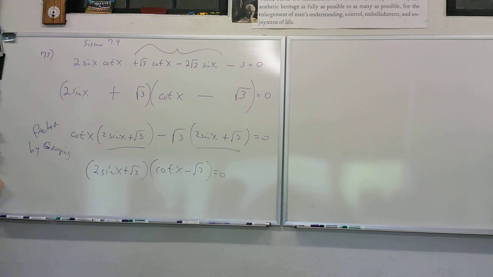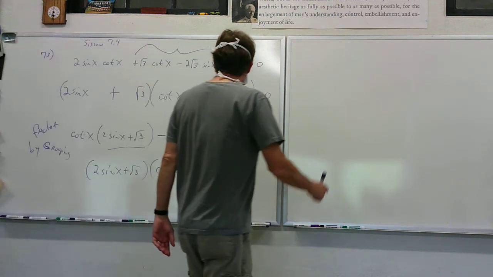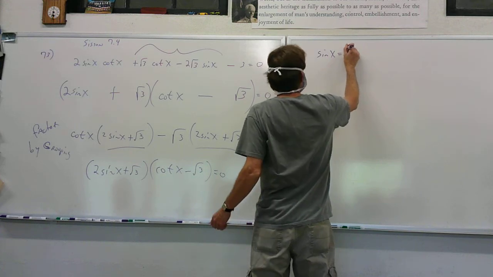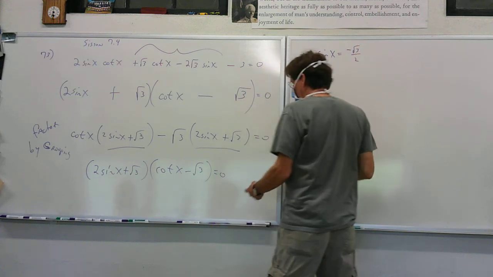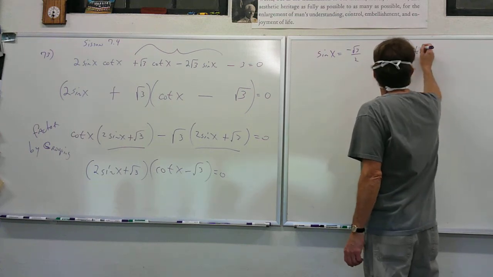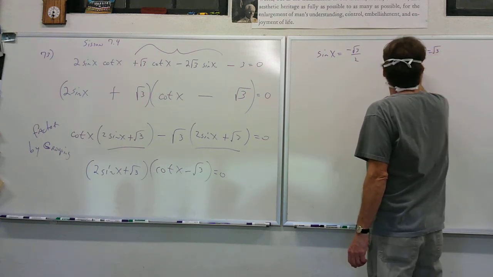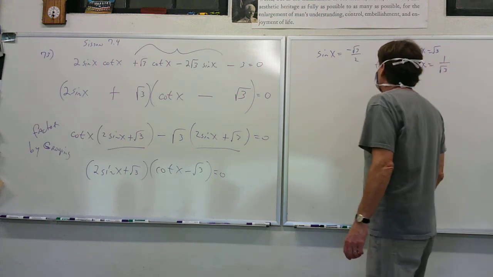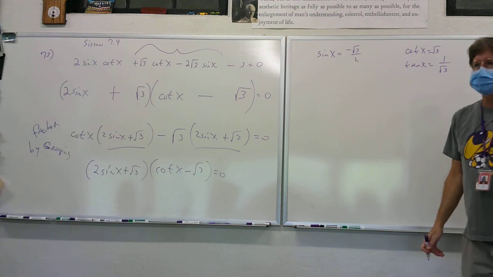Set each one of those equal to 0. Look it up on the unit circle, right? Do I need to do that part? I do. Sine x equals negative square root of 3 over 2. And cotangent x equals square root of 3. But I am not going to look for that. I'm going to do tangent x equals 1 over square root of 3. And then I'll let you look for the answers on your unit circle.